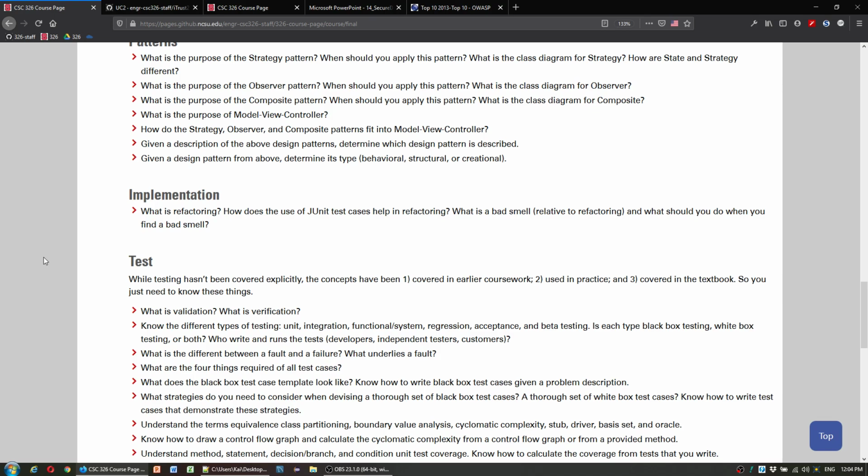And given a design pattern from above, determine the type of it. The types that we have here are behavioral, structural, and creational.